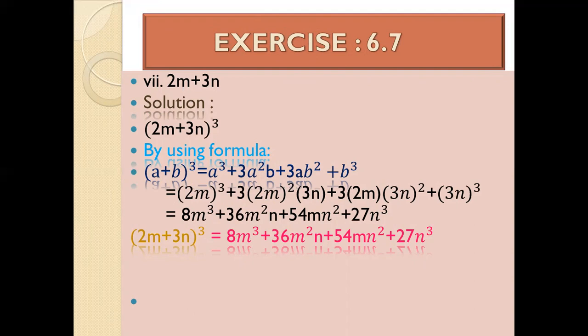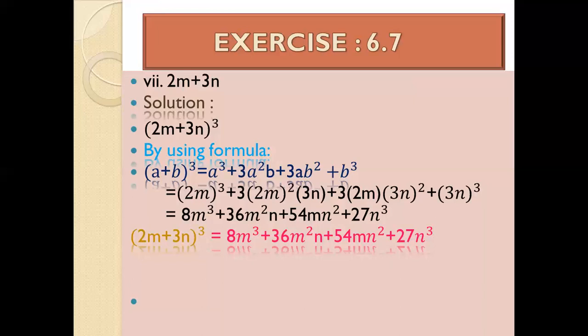All the signs are positive. Now A cube we write here (2m)³ plus 3A square, (2m)², B is 3n, plus 3a, a is 2m, b is (3n)², plus (3n)³.